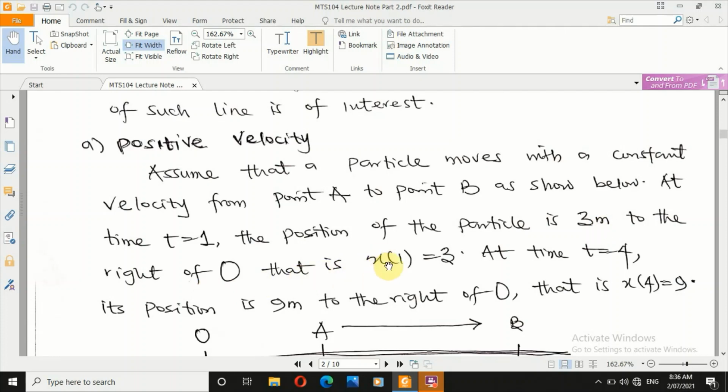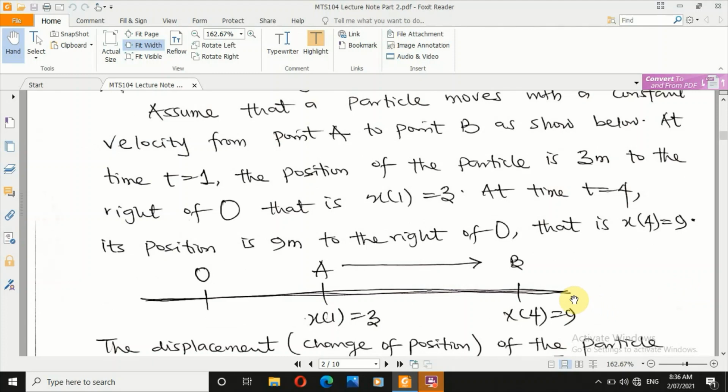That is, x at 1 is 3. This means that at time t equals 1, the position of the particle is 3 meters. At time t equals 4, the position is 9 meters. Let me write it again: x at 4 is 9. Okay, now let's try to draw it. This is the origin O. At 1 second, the position of the particle is 3 meters. At 4 seconds, we have the particle at B and the position is 9.